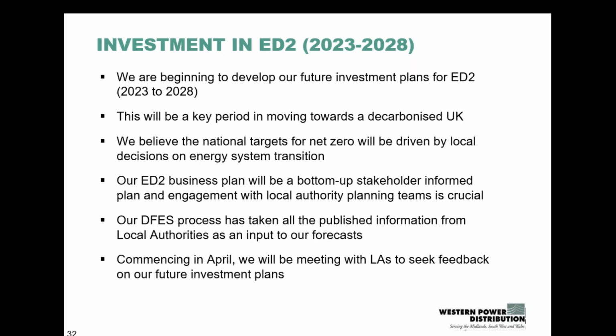So we believe that the ED2 period, particularly for a lot of councils who may have declared climate emergencies and are seeking net zero decarbonisation by 2030, is a very critical period in terms of that decarbonisation. It means we're going to have to do a lot of work to be able to facilitate that. And we think that the national targets that we've got for net zero will be driven by local decisions on energy system transition completed by local authorities and local councils.